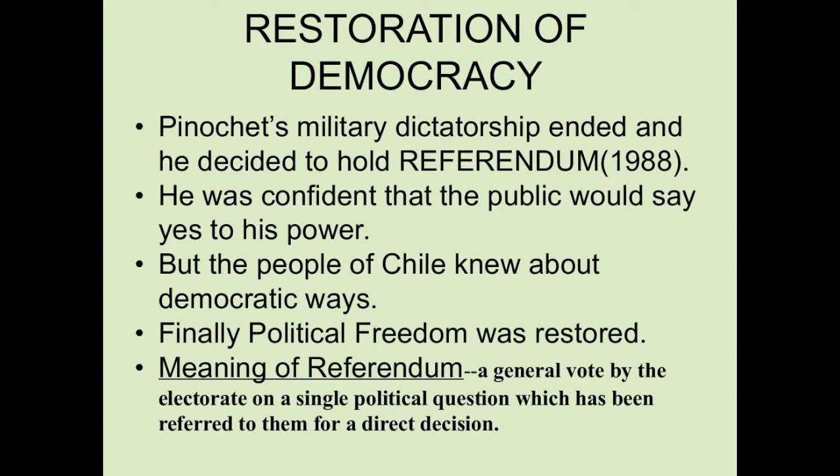But there was a restoration of democracy in 1988, where Pinochet's military dictatorship ended and he decided to hold a referendum. He was confident that the public would say yes to his power, but the people of Chile knew about democratic ways. Finally, political freedom was restored. And what does referendum mean? It means a general vote by the electorate on a single political question which has been referred to them for a direct decision. We can see in this chapter that Pinochet was very confident that the people would vote for him, but it did not happen, because the people of the country had already tasted political freedom and democratic ways of life.